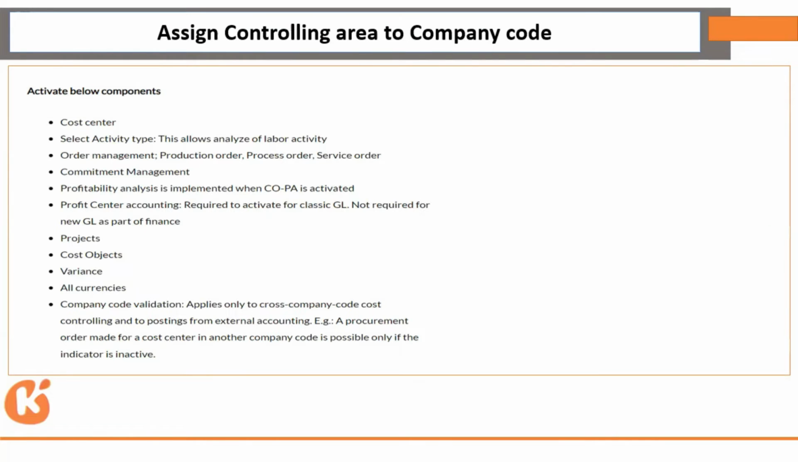Activity types are for calculating or analyzing labor activities. Then we have to activate order management, which is for production orders, process orders, and service orders. And then we have an indicator for commitment management to be activated. Profitability analysis is only implemented when we have COPA activated in this section. And profit center accounting also needs to be activated. This is not required for new GL as a part of finance, and only required for classic GL.